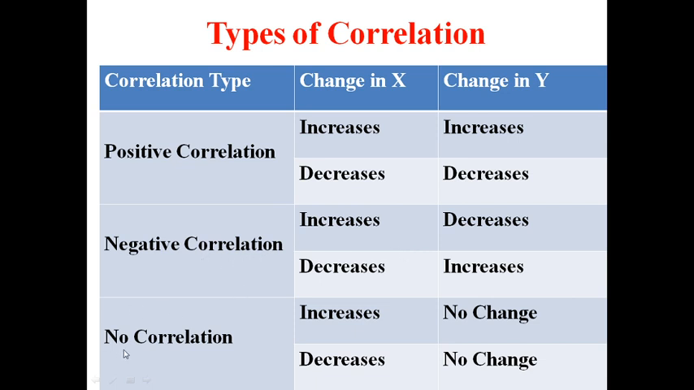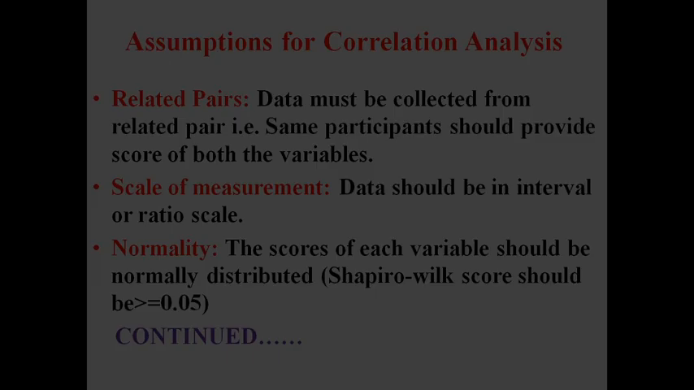Now the third is no correlation. If we increase or decrease one variable, there is no change in the other variable, then such a type of relationship is known as no correlation.